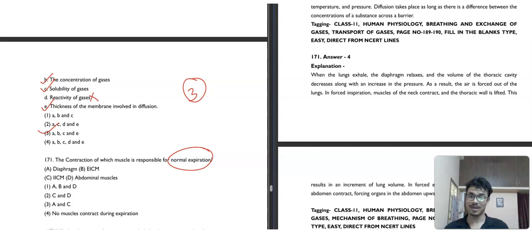Okay. So what are the muscles that help in this? Like there is no muscle. This is a passive process, you know that. So expiration is a passive process, that's why no muscle helps in expiration. So fourth option will be our correct answer. It's a very tricky and good question.